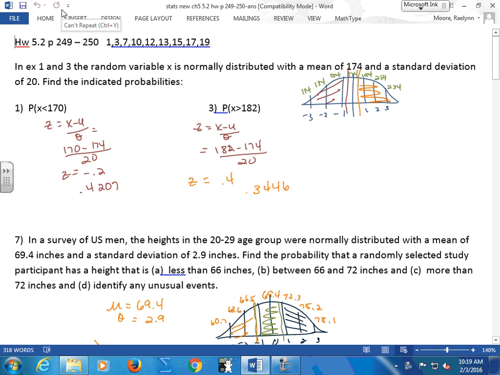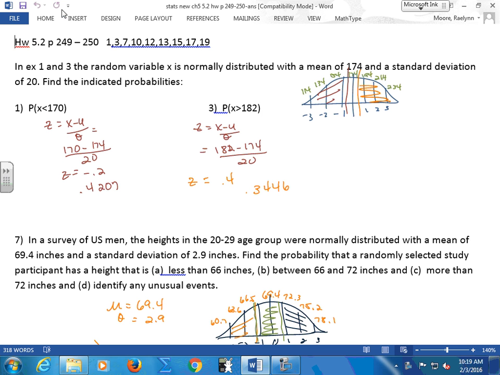is no credit. So make sure that you know what I'm talking about with labeling your graph. Put your mean in the middle, use the concept of standard deviations, and label and sketch your graph. So if we're looking for an x value to be less than 170, the probability is area under your curve. Here's where 170 falls. So we're looking for this probability.